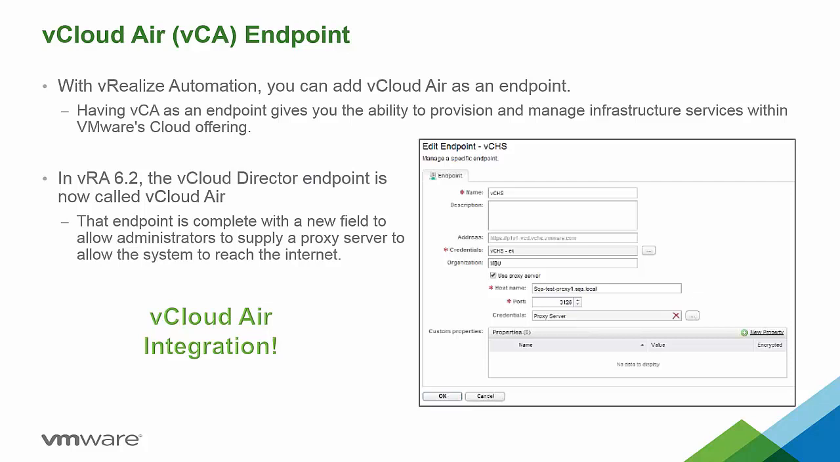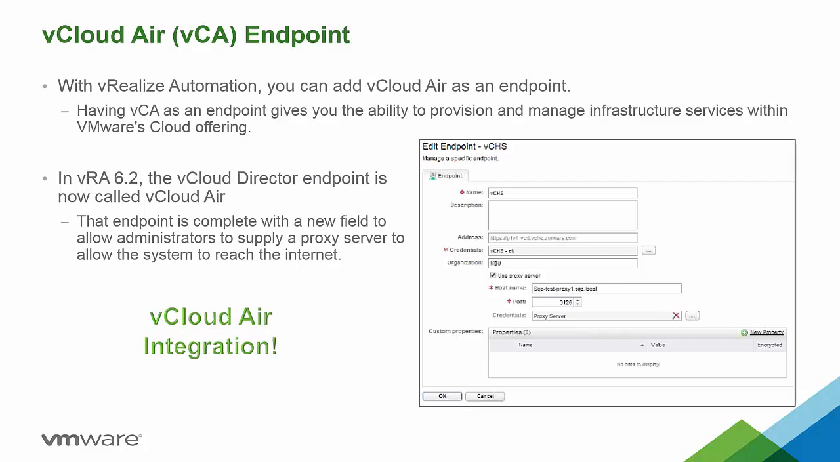So again, vCloud Air, which is our public cloud offering, is seen strictly as an endpoint within vRealize Automation. That gives me the ability to develop and provision something from my on-premise environment and deploy it directly to vCloud Air. So again, integration, giving you more flexibility, both for your on-premise private cloud and out to a public cloud instance.